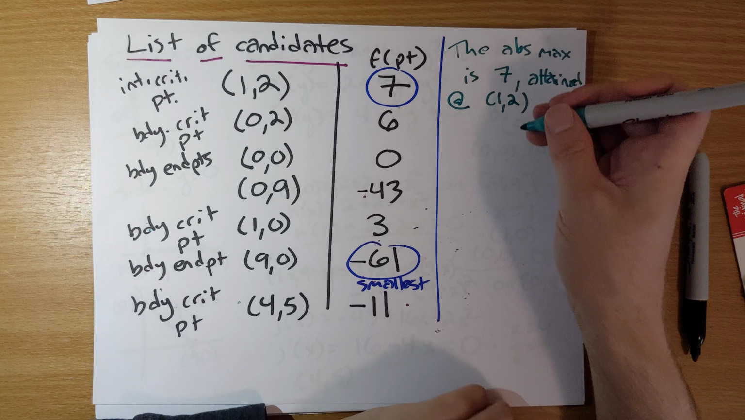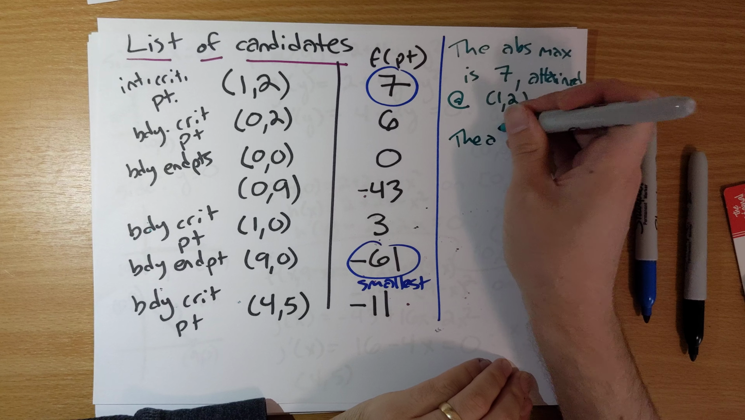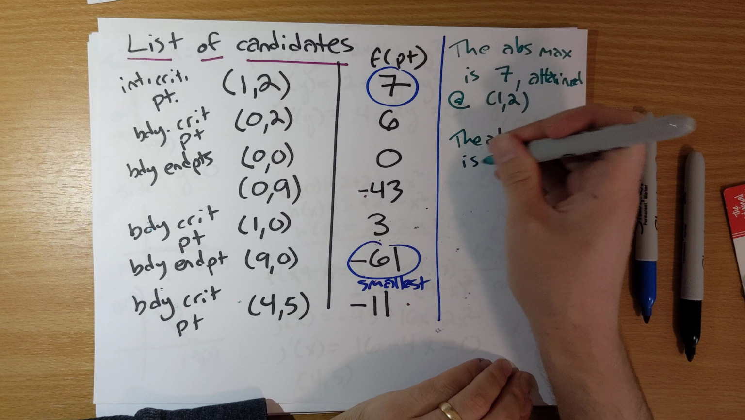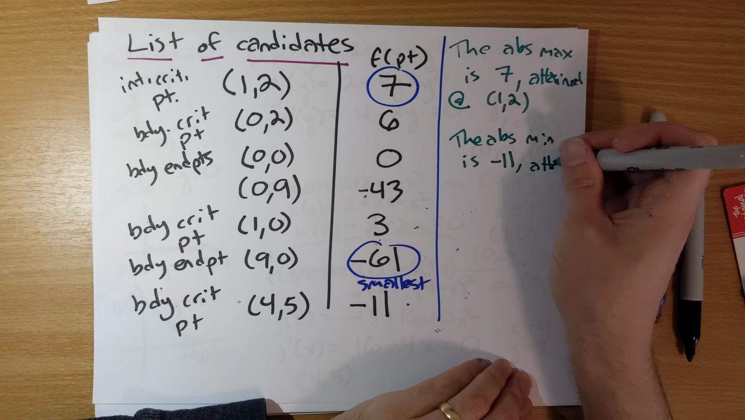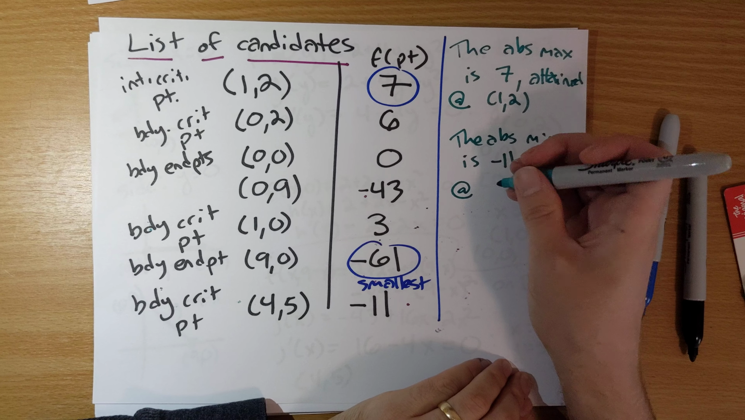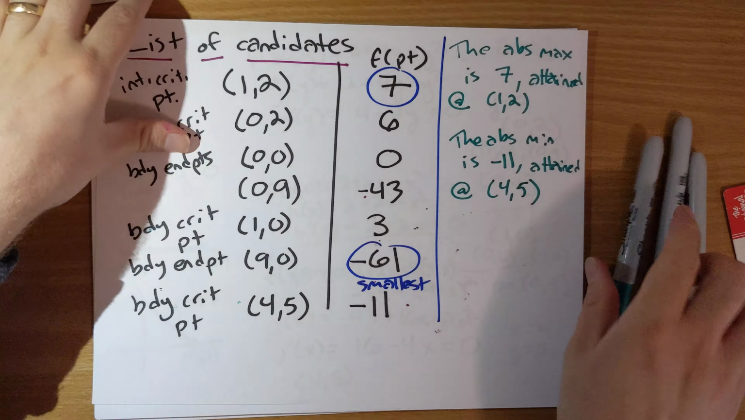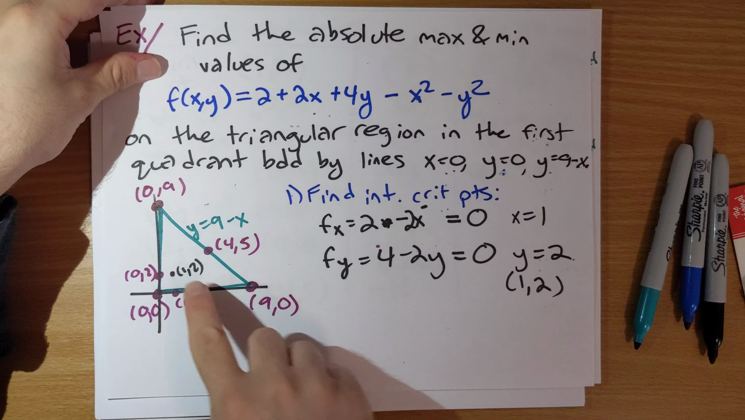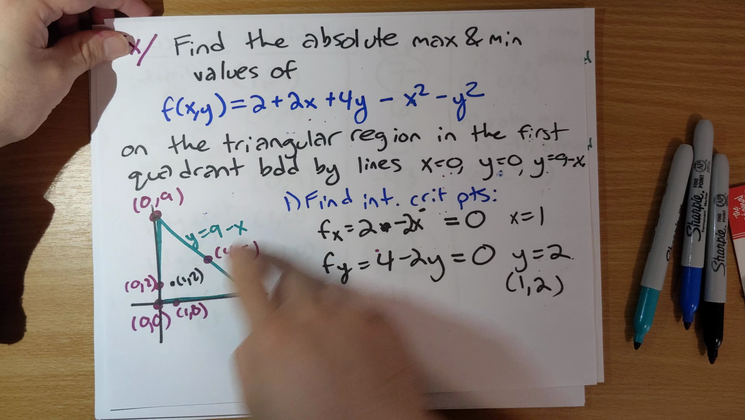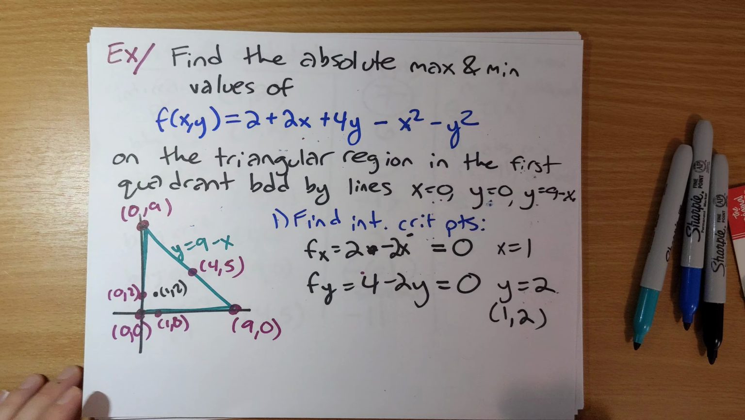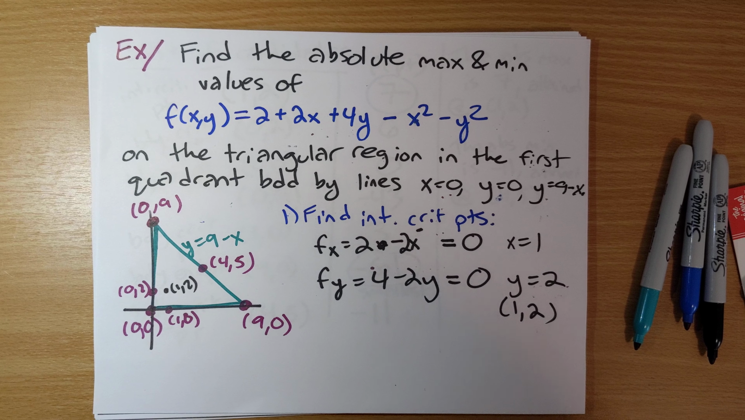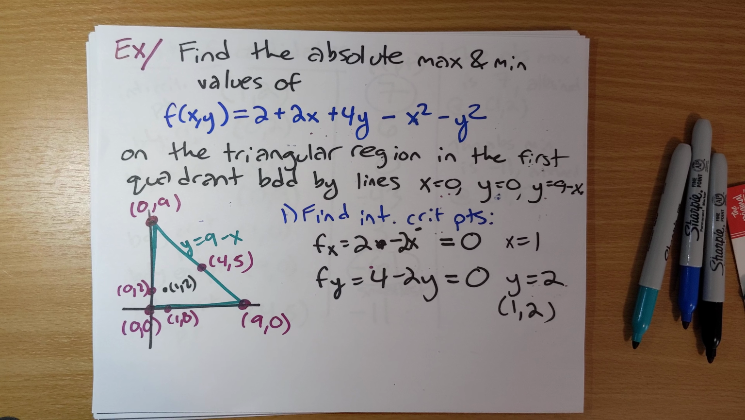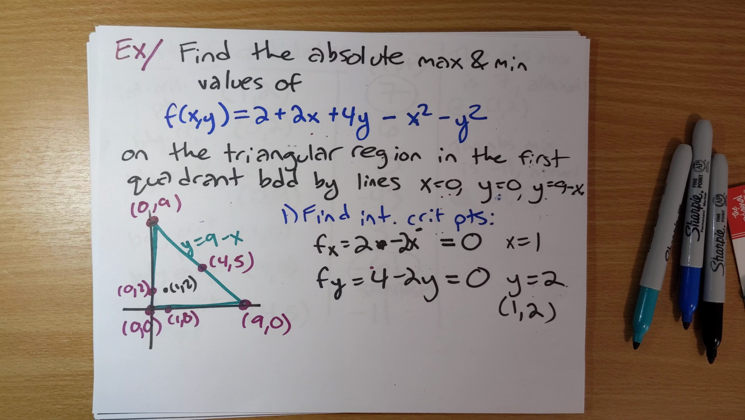And the absolute min is negative 11, attained at the point 4, 5. So that takes care of it. This is where the absolute max was, that's where the absolute min was. I should say, this is a very long video, but it's a relatively straightforward process. It just is a lot of chugging away at things.